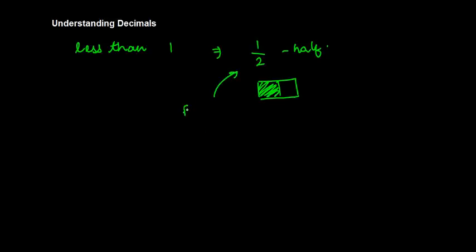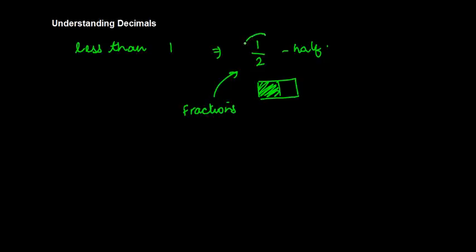Understanding decimals. Now, you must have seen numbers which are less than 1, right? So let's say if I tell you 1 upon 2, this basically is what we call half, which basically represents that if there is one object which is divided into two equal parts, we are talking about this one part. This is what is known as fractions.